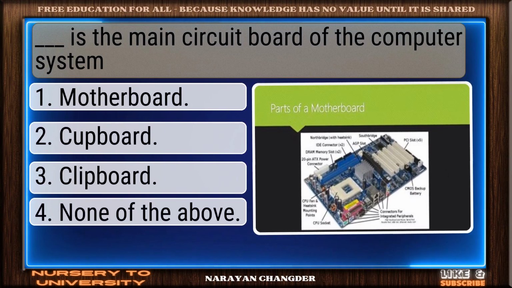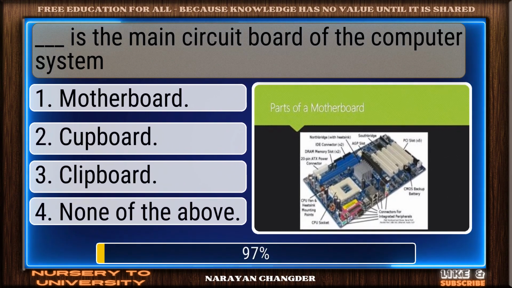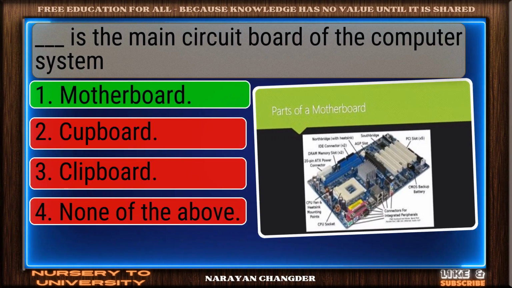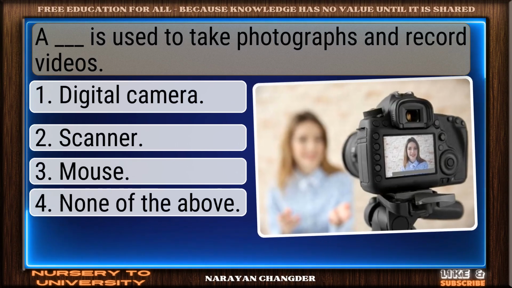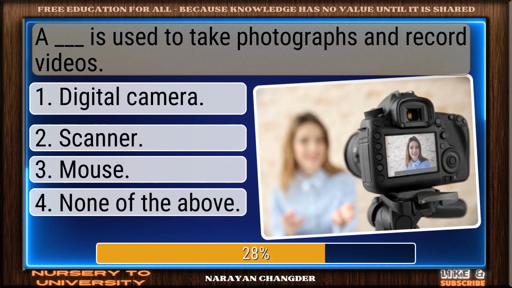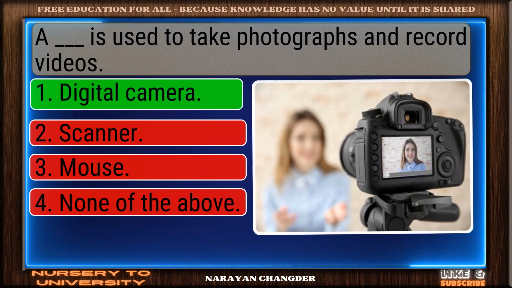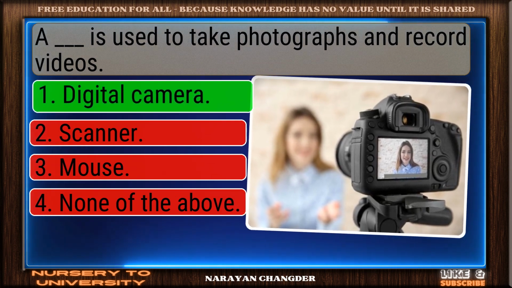Dash is the main circuit board of the computer system. Great thinking. Motherboard is the right choice. A dash is used to take photographs and record videos. Nice work. You chose digital camera and it is correct.